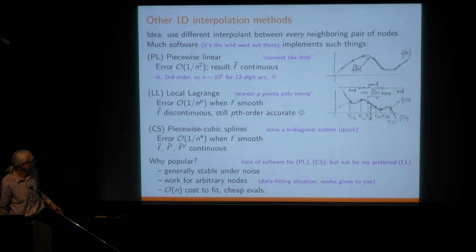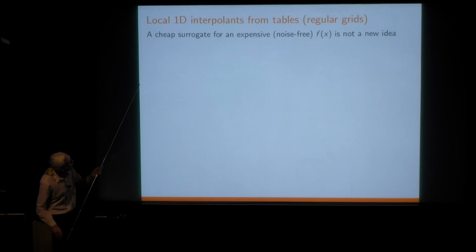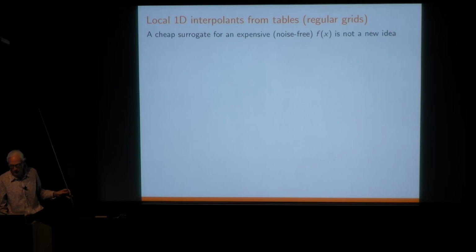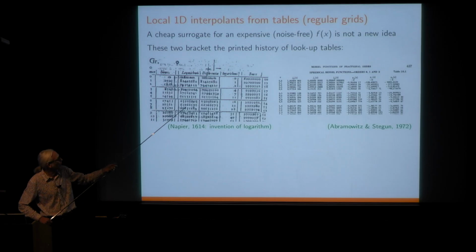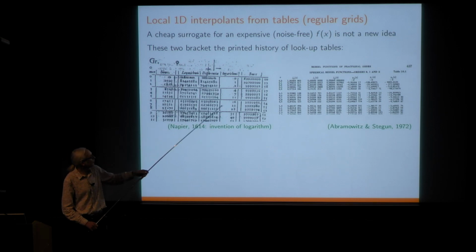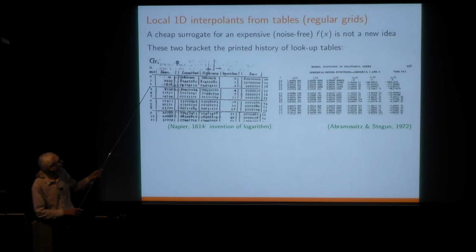Okay. I'm trying to give you a landscape of everything that's out there. That's the main goal. All of this is not a new idea, especially when you deal with regular grids. So I'm going to show you the complete history of lookup tables. Here's Napier's invention of the logarithm in 1614. These are tables of logs that you can then use to compute things like multiply numbers together cheaply.